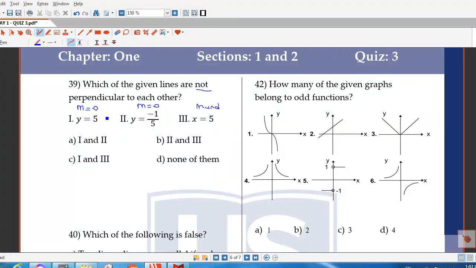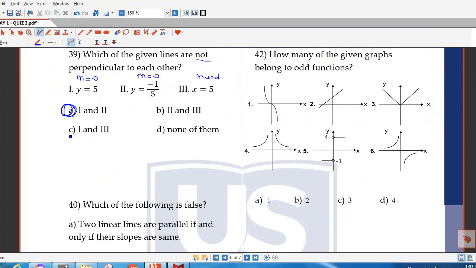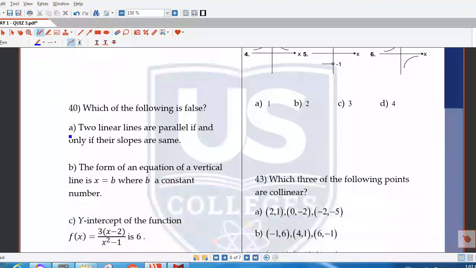If I see 1 and 2, they have the same slope, so they are parallel to each other. Second and third, 0 slope, undefined slope, yes, they are perpendicular to each other. 1 and 3, they are perpendicular to each other. 1 and 2, because of having the same slopes, they are not perpendicular to each other, they are parallel to each other.